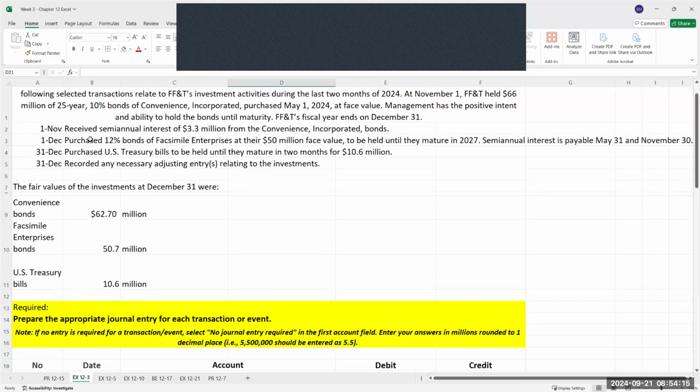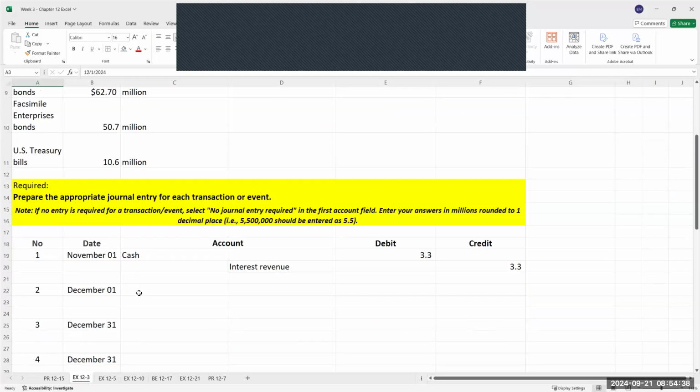Now, if we scroll back up, it says we purchased 12% bonds of Fast Meal Enterprises at their $50 million face value to be held until they mature in 2027. Semi-annual interest is payable May 31st and November 30th. So we need to record the fact that we purchased these bonds on December 31st. So our journal entry would be as follows. We would debit investment in bonds, and it costs us 50 million, so 50.0, and we paid cash for these bonds. So because there's a decrease in our cash, we credit the cash account.